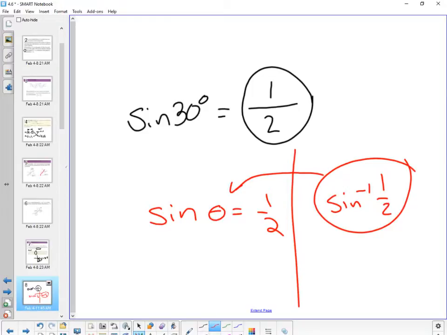So we're just gonna be finding the angle. We did it. It's 30. Well, pi over 6, yeah. Pi over 6 in radians. In degrees it would be 30.